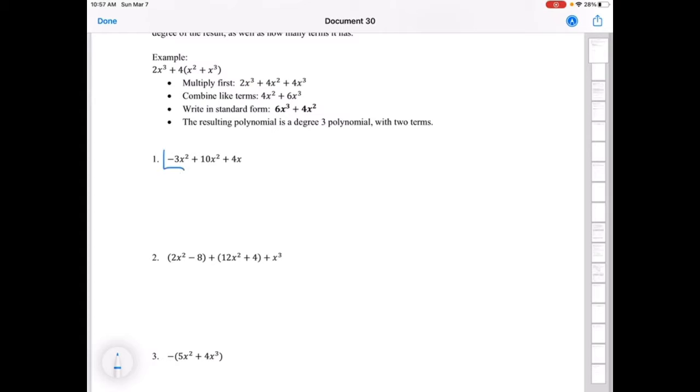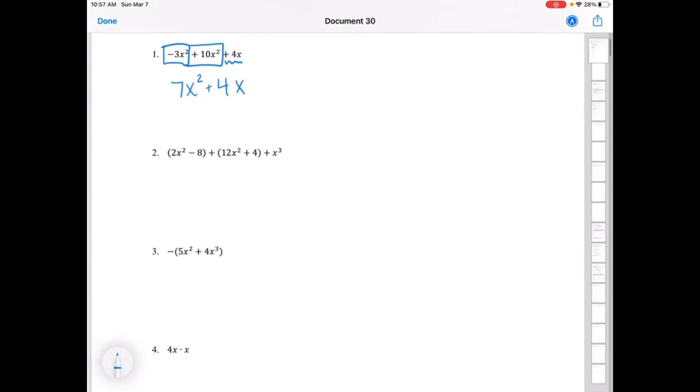So I'm going to color code every term that has an x squared. I'm boxing, and I'm going to put a little squiggly under 4x because that's my only term with x. So negative 3 plus 10 is 7. So I'm going to have 7x squared plus 4x, and that's my simplified expression.